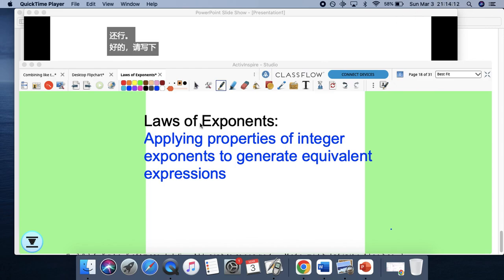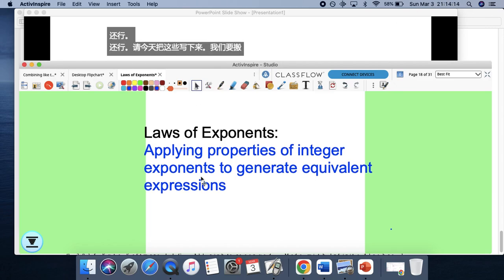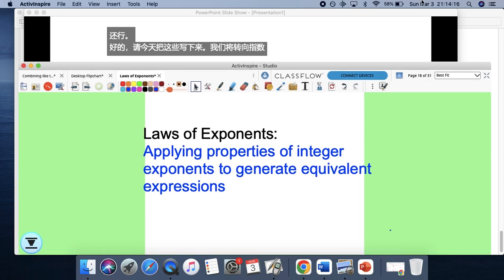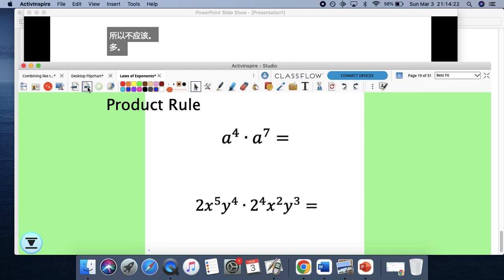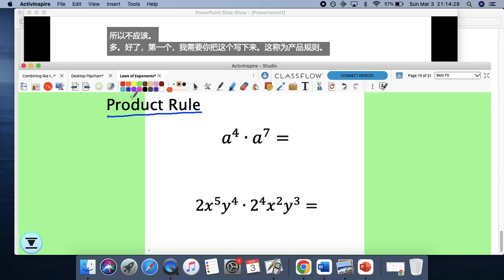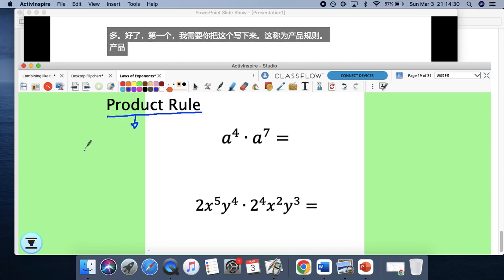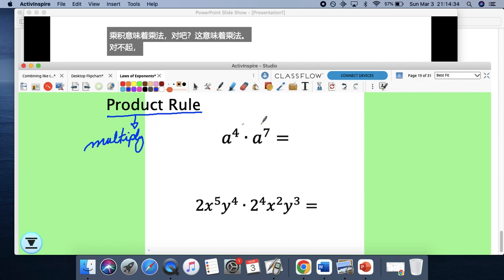Today we're going to move to laws of exponents. One you already know, so it shouldn't be much more. All right, so the first one, and I need you to write this down, please, is called the product rule. Product means multiply, right? Sorry, it's the answer of a multiplication problem.